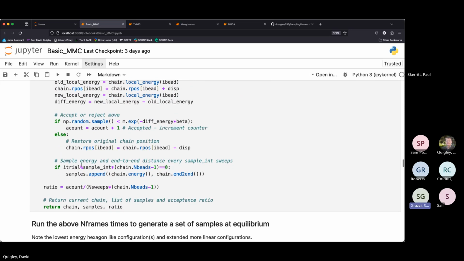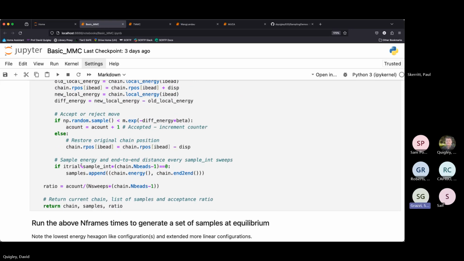Then at some interval, I'm storing samples of things I might want to compute expectations of in this system. One of those is going to be the energy. I'm always interested in the energy. And for the purposes of what comes later, I need to show how I can compute expectations in various algorithms of things that aren't the energy. To pick something relevant to the system, the thing I'm going to compute is the end-to-end distance, the straight Cartesian distance between the first bead and the last bead on the chain.